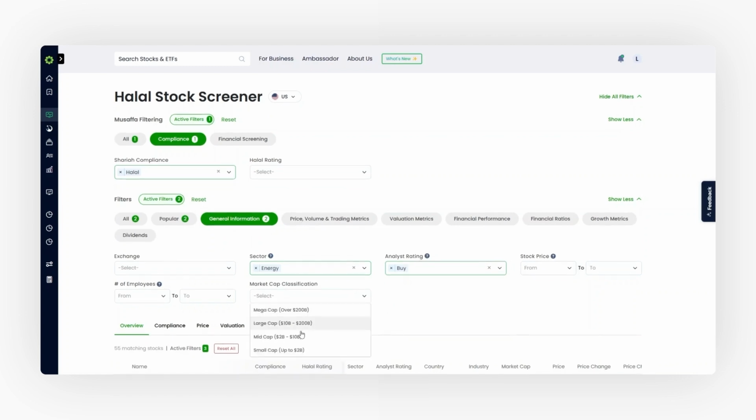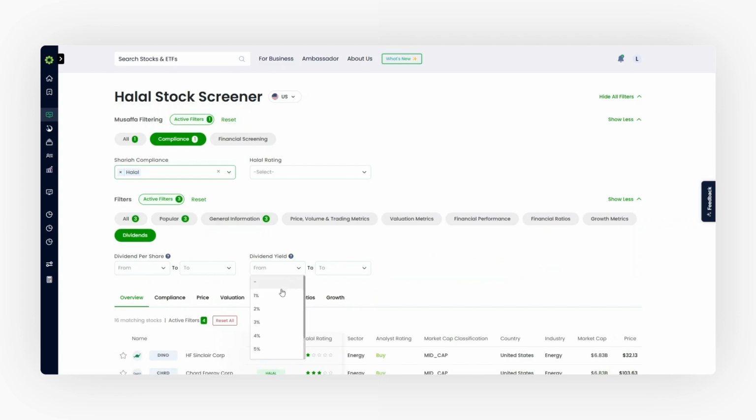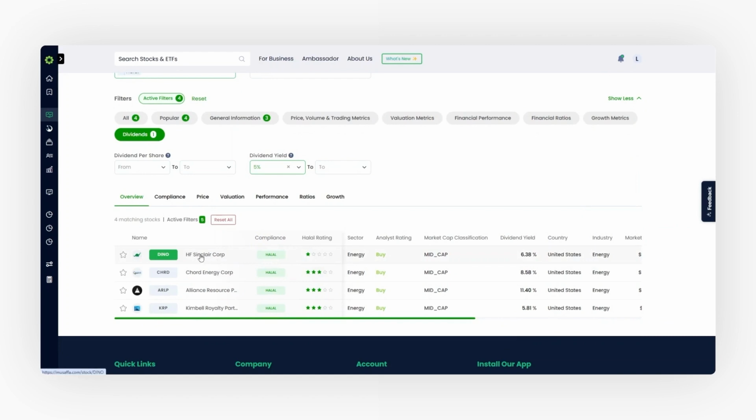Then, I focus on mid-sized companies by selecting mid-cap under the market cap classification. Finally, since I'm looking for good dividend payers, I set the dividend yield filter to over 5%. And there we go. Within just a few clicks, I have a refined list of stocks matching my exact criteria. You can experiment with these filters to find stocks that best suit your investment goals.